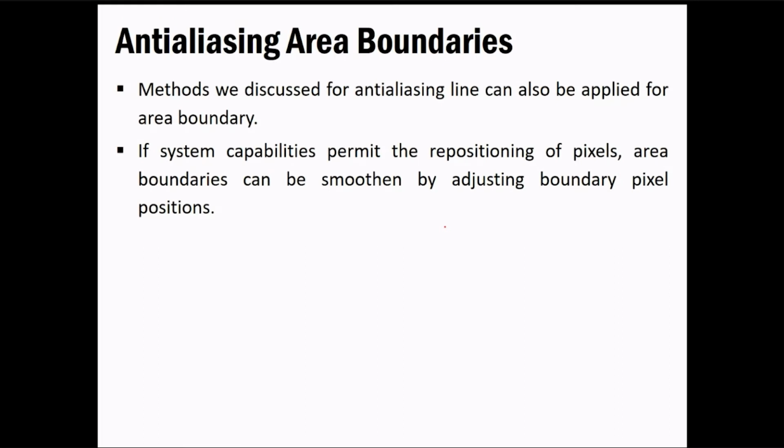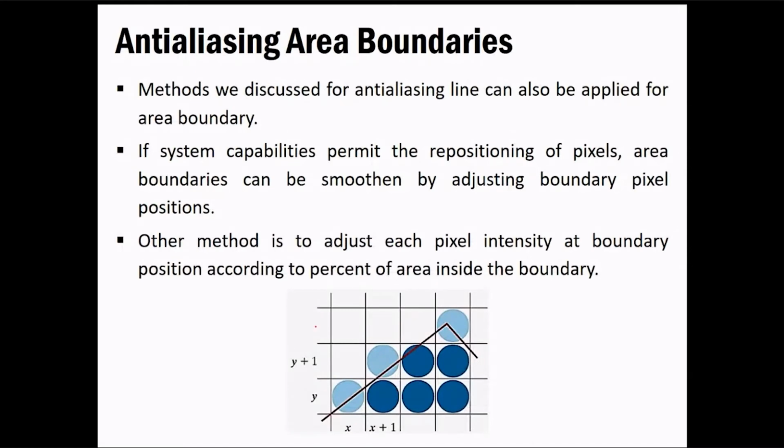Now we'll try to calculate the coverage. Suppose you have one line, and we'll try to get the boundary, that is, how much portion of the line is there on that particular pixel or on that particular boundary, and out of the coverage we'll try to smoothen that particular thing. The other method is to adjust each pixel intensity at the boundary position according to the percentage of area inside the boundary. So based on the percentage that a particular line is passing through that pixel, we try to give some intensity based on the portion that is covered.